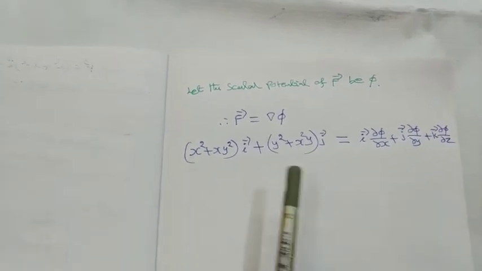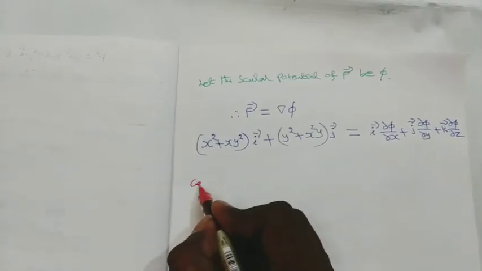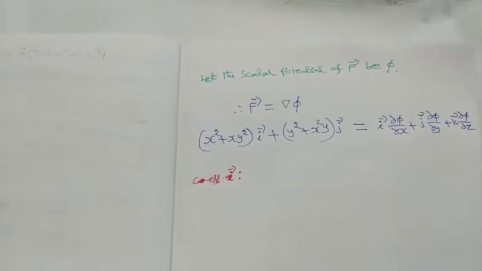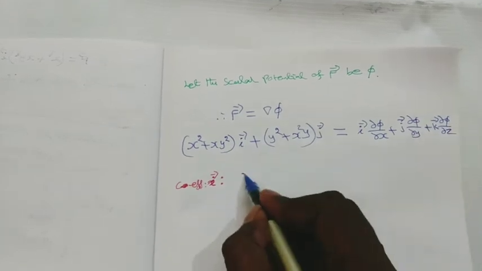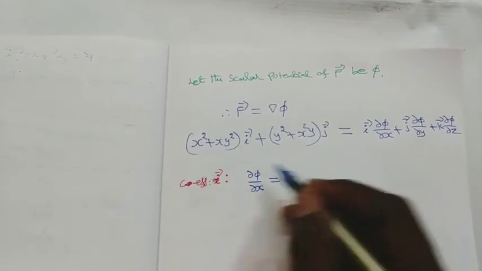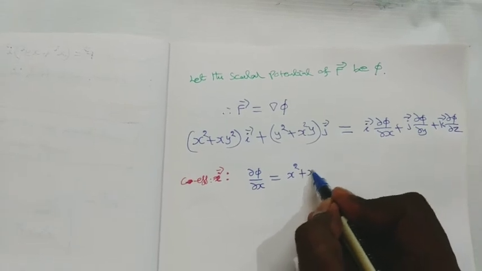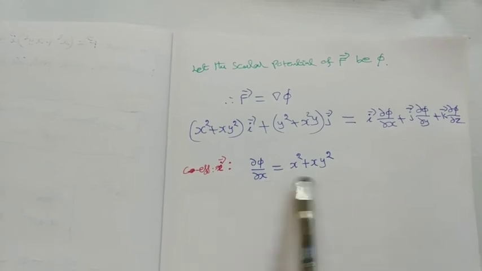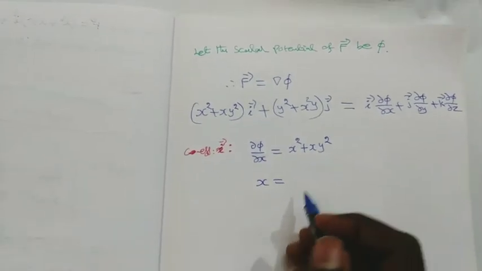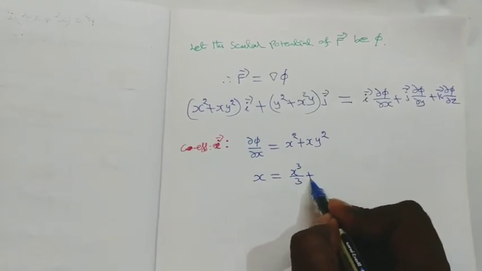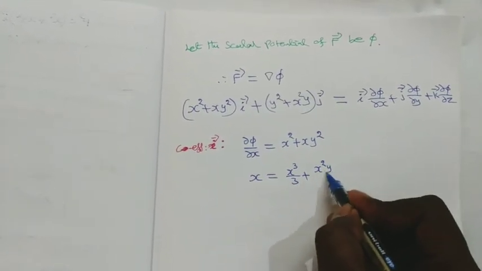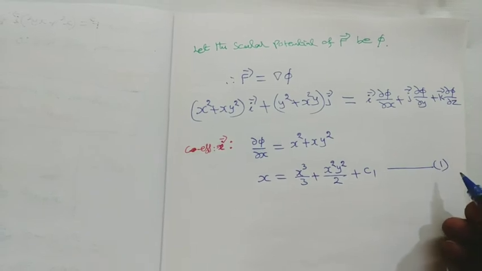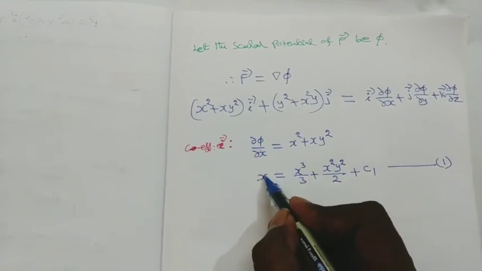Okay, equating the coefficients of i, j, k. So the coefficient of i vector is ∂phi/∂x. Here the i vector coefficient is x² + xy². From this I want to find out the phi value. So integrating with respect to x on both sides, phi is equal to the integration of x², which is x³/3. Here the x integral is x²/2 for the y² term, plus integral constant c1. Take it as equation number 1. Integration of ∂phi/∂x is phi.